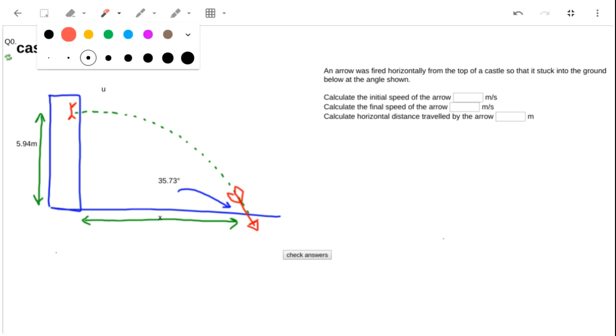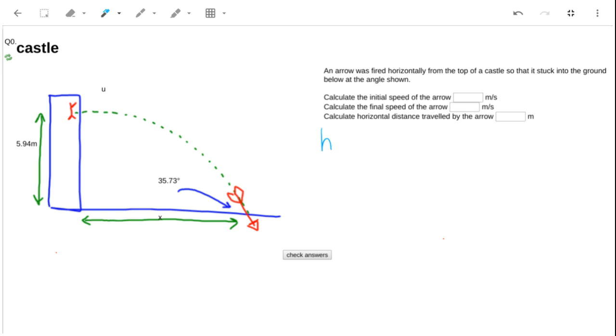Right, this is a nice projectile motion question, requiring us to do a bit of suvat and a bit of backwards work. An arrow was fired horizontally from the top of the castle. It stuck into the ground below at the angle shown. Let's start with a double suvat.